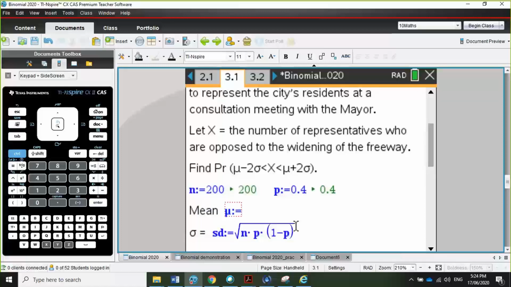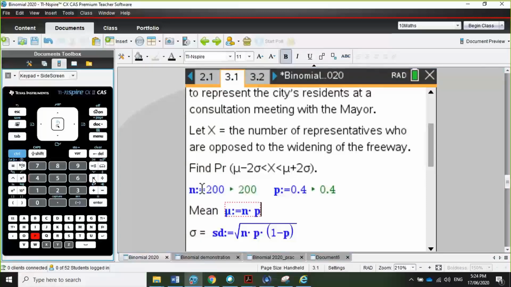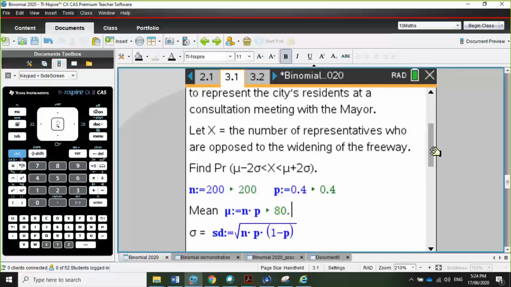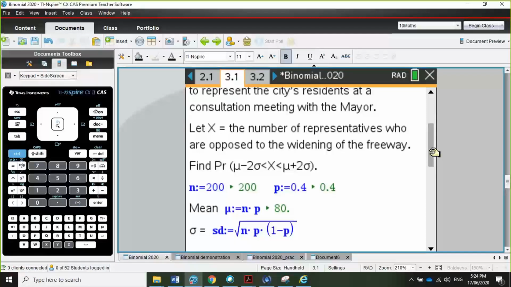Now, I've set this so that it will calculate the mean, n times p. And there we go, 80. Obviously, 0.4 multiplied by 200 gives me 80. So the expected number of people within those 200 that were chosen who would be against the widening of the freeway is 80. Of course, that number maybe zero. It's possible, but it's more likely to be around 80 than zero.